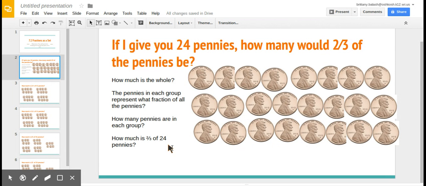Okay, so if we know that 8 pennies are in 1/3, if we were to add 8 and 8, that would give me 2/3. So 8 plus 8 is 16. So in 2/3 of my pennies, there's going to be 16 pennies. So 2/3 of 24 is 16. Okay, we're going to do another one.